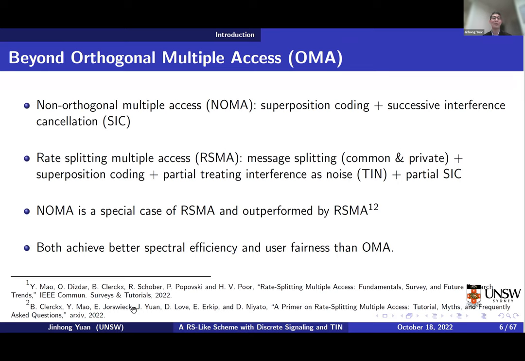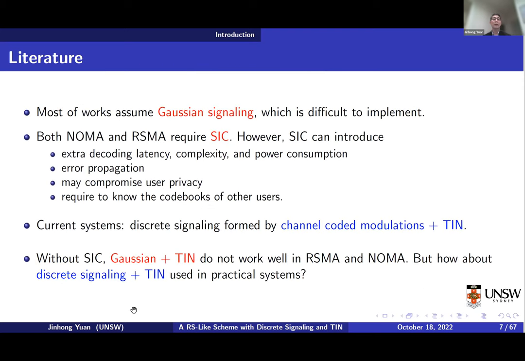So NOMA is a special case of RSMA, and NOMA is outperformed by RSMA in certain situations. But they both achieve better spectrum efficiency and user fairness than OMA. That's what we know. In the current literature, in the research community, most work assumes Gaussian signaling because that's easy to deal with when you do analysis.